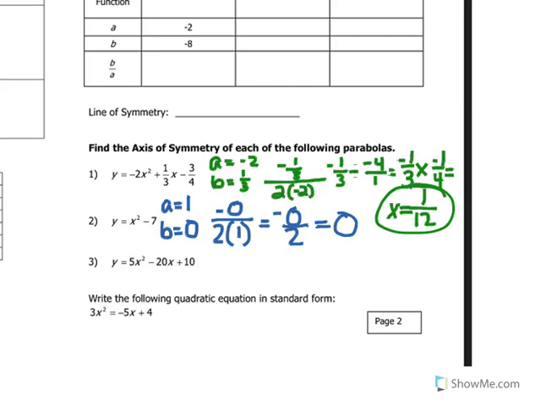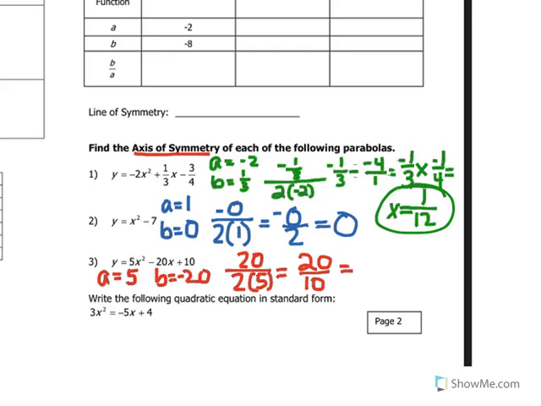Okay, now let's do number 3. The value of A is equal to 5. The value of B is equal to -20. So find your line of symmetry, or axis of symmetry. We're going to do the opposite of B, over 2 times A. So that's 20 divided by 10, which equals 2. So x equals 2. There's your axis of symmetry.